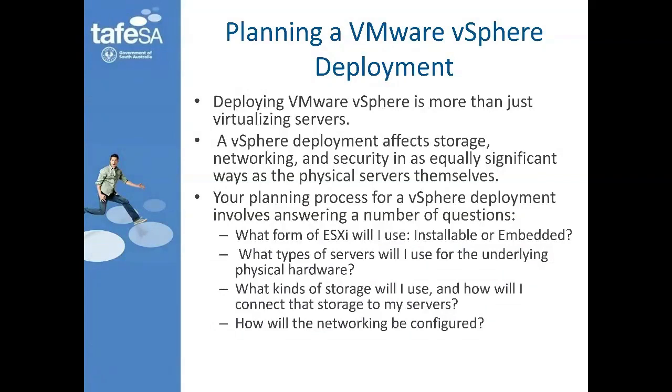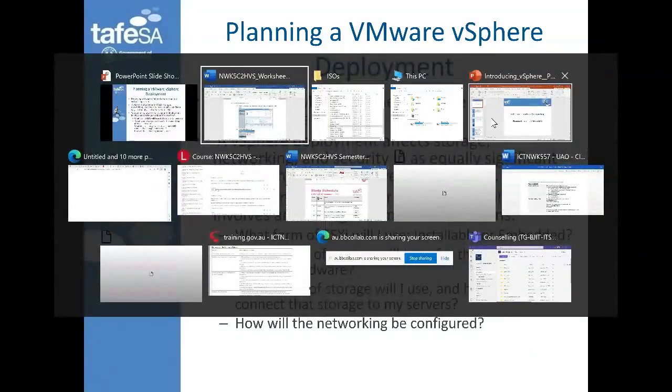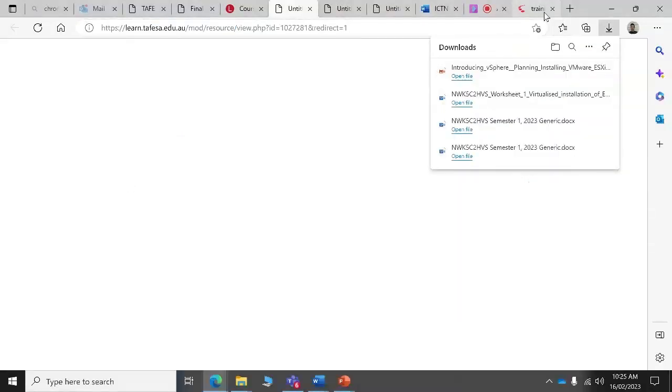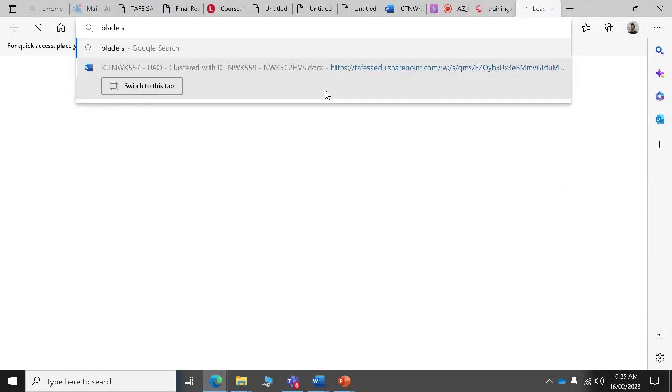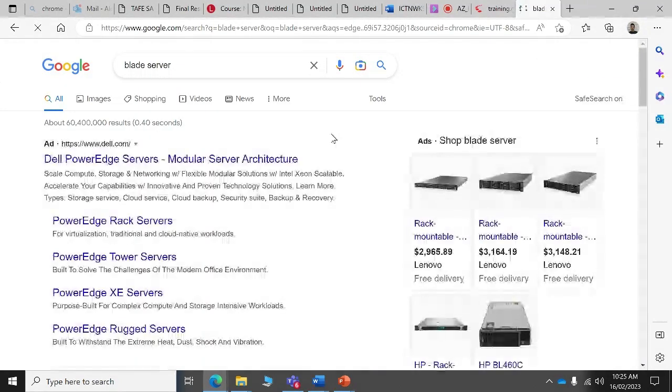Okay, so the next question you have to answer is, what type of servers will I use for the underlying physical hardware? So that's very important, okay? Are you going to get traditional servers? Are you going to get blade servers? Are you going to get hardware which has an internal clustering inside the servers? So let's actually have a look at, where's my browser? Here it is. Let's go here.